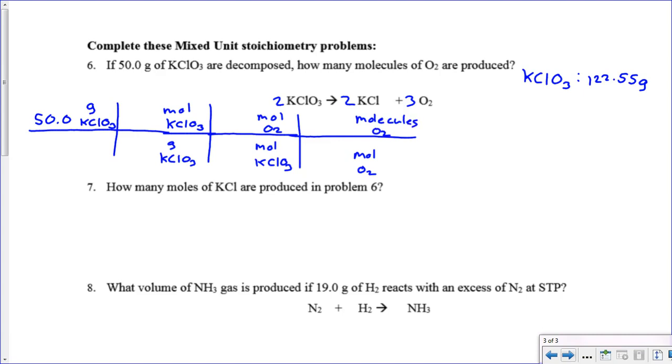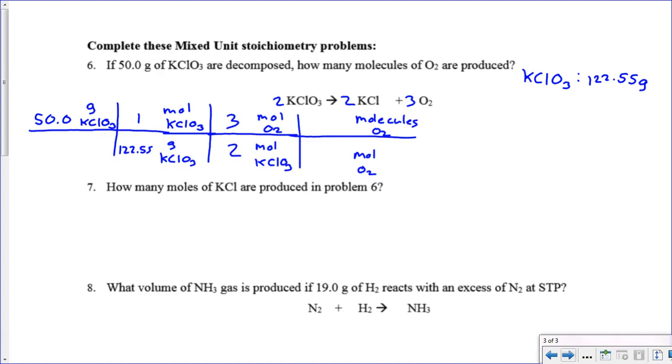Writing in our conversion factors, grams to moles for KClO3, that's the molar mass. There are 122.55 grams in 1 mole. Mole to mole, we're looking at the mole ratio, which comes from the coefficients of the balanced chemical equation. KClO3 has a 2 in front of it. O2 has a 3 in front of it.